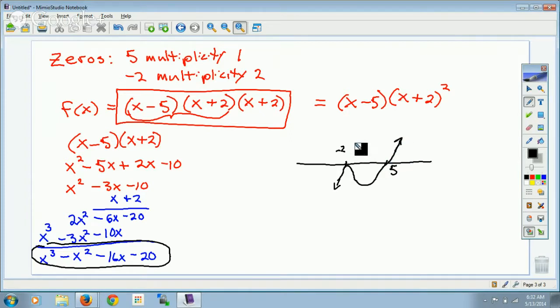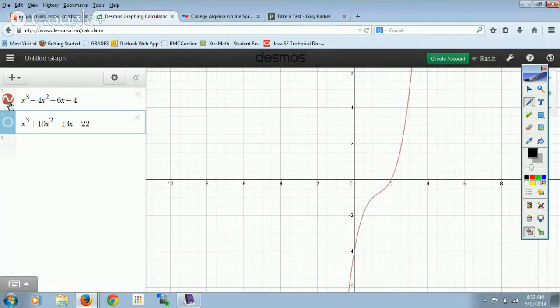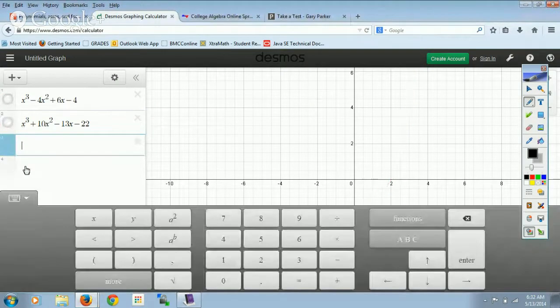So the x-axis would be where? Somewhere over here. Or the y-axis, sorry. So there's a very crude sketch of what this looks like. It would be a good idea to check it on my graphing calculator. So let's turn those off and type a new one. So we have x raised to the third power minus x squared minus 10x.